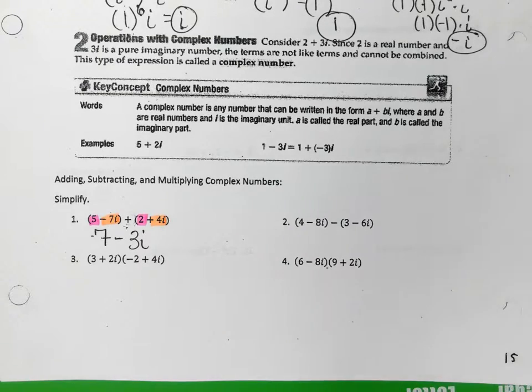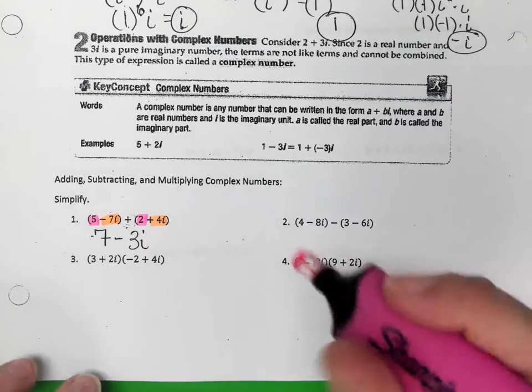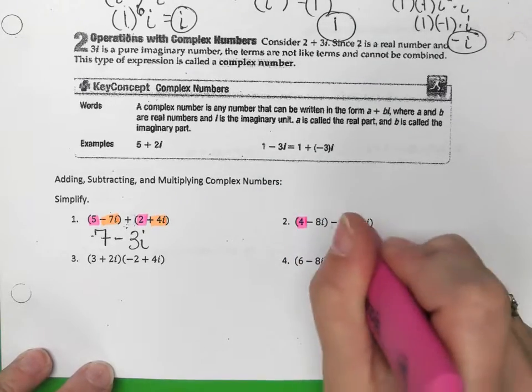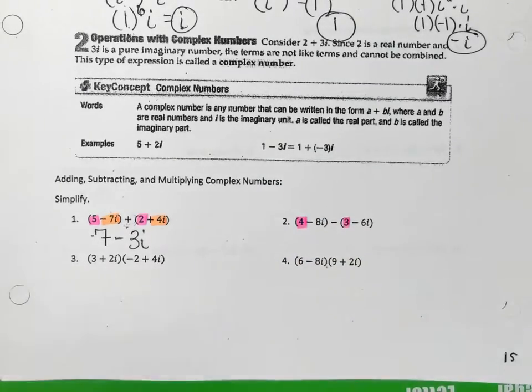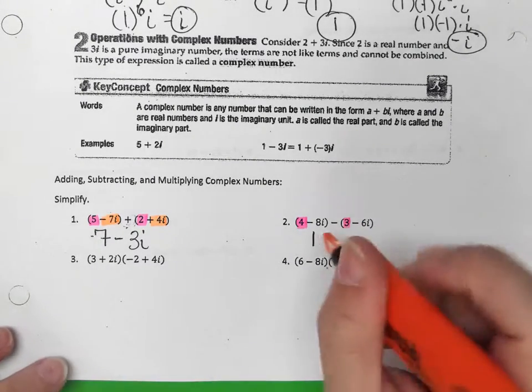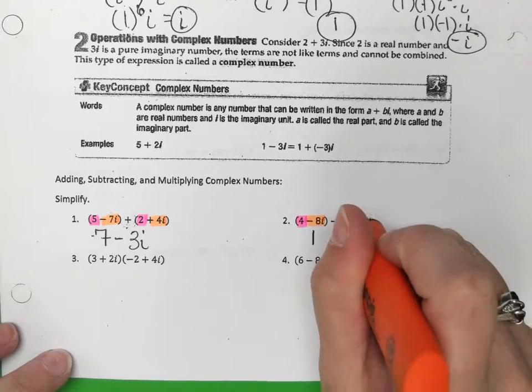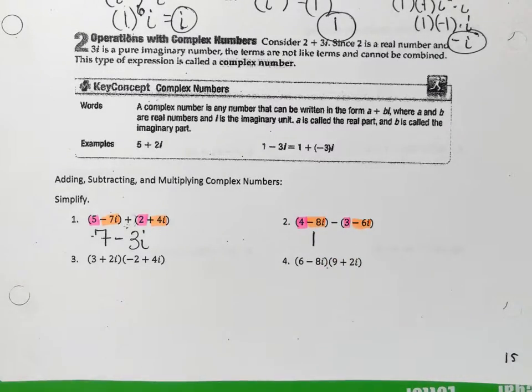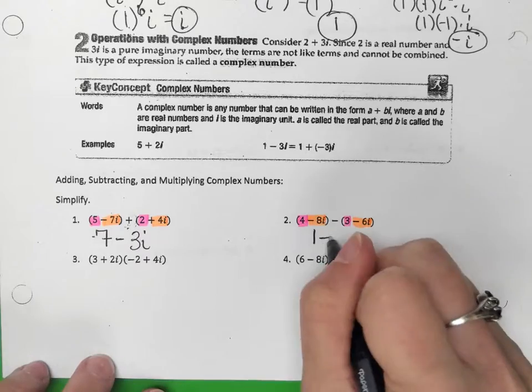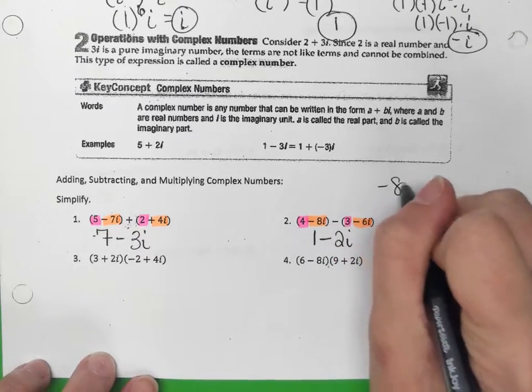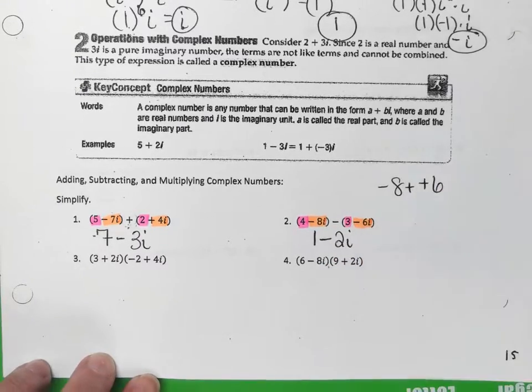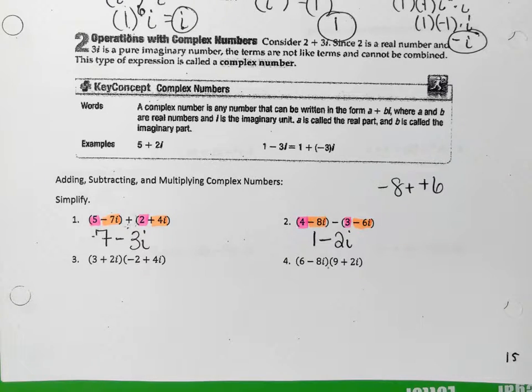All right, what about number 2? What are we going to do here? You're going to subtract. So I'm going to say 4 subtract 3 is how much? Positive 1. And then I'm going to say negative 8 subtract negative 6. Be careful. Negative 2i. Very good. Negative 8 subtract negative 6. Those become a positive. Are y'all okay with this?